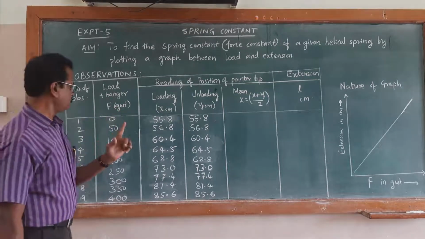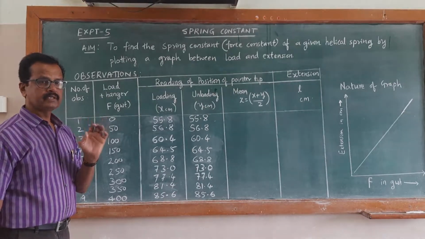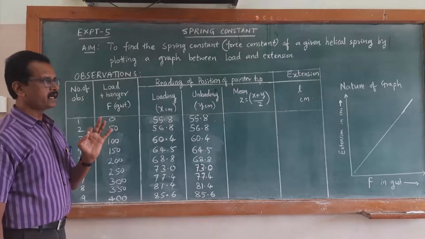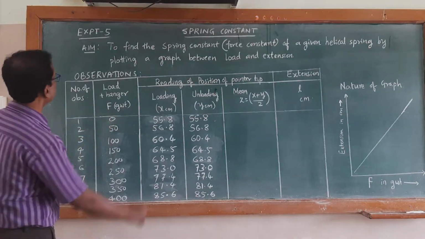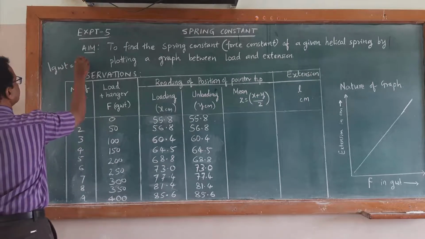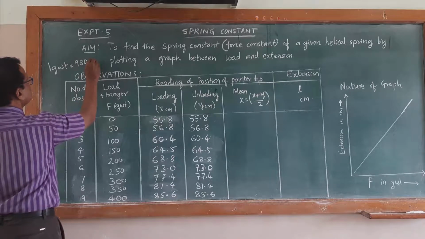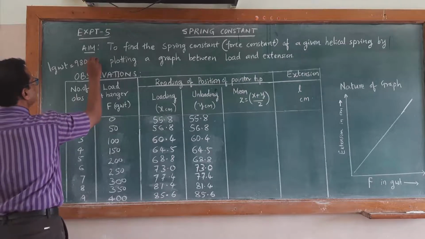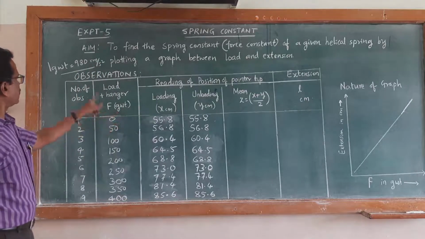1 gram weight is equal to 1 gram into 980 centimeter per second square, where 980 centimeter per second square is the acceleration due to gravity. So remember, 1 gram weight is equal to 980 dynes, which is also equal to 980 gram centimeter per second square. That's what 1 gram weight means.